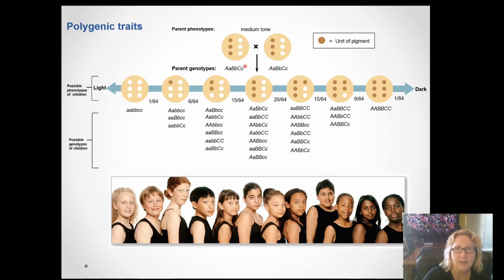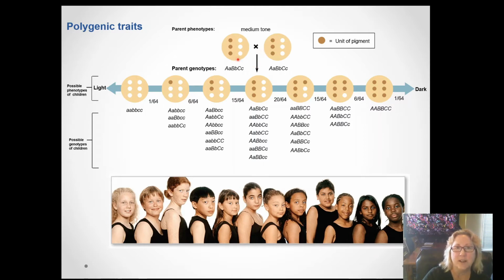So what happens is, if we take 2 individuals, here are our 2 parents, and both parents are heterozygous at all 3 genes, A, B, and C. Both parents have 1 dark allele and 1 light allele for each of these 3 skin pigmentation genes. So they themselves would have a skin pigmentation that we might call medium.